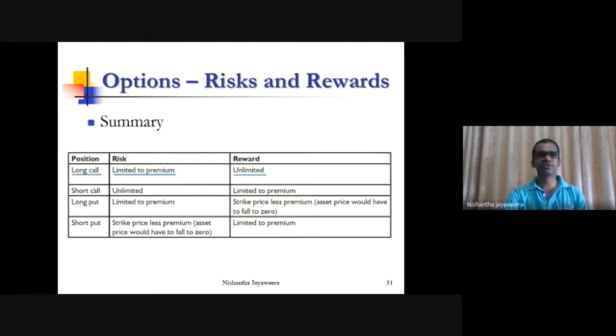When it comes to a short call, that means you have sold a call option. Then what you have to do is just cross these two. Whatever the reward for a long call would become the risk for the short call. So the risk for the short call option is unlimited, whereas the reward is limited to the premium.